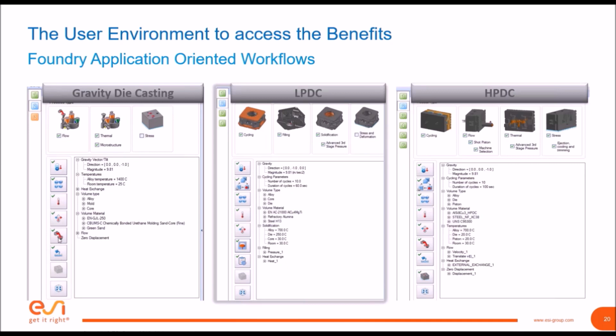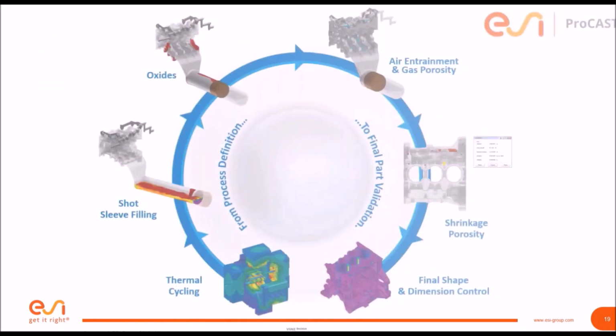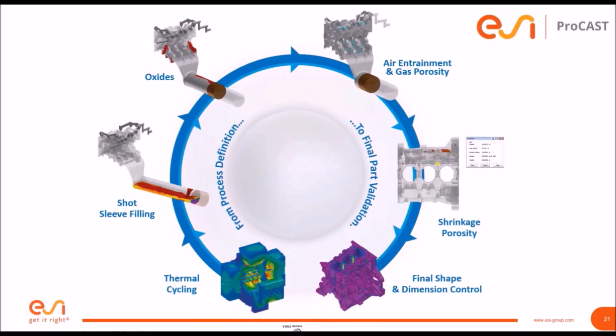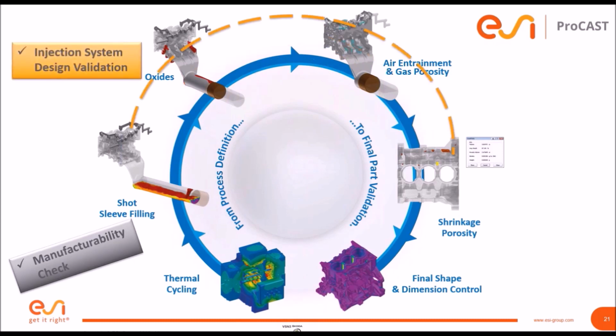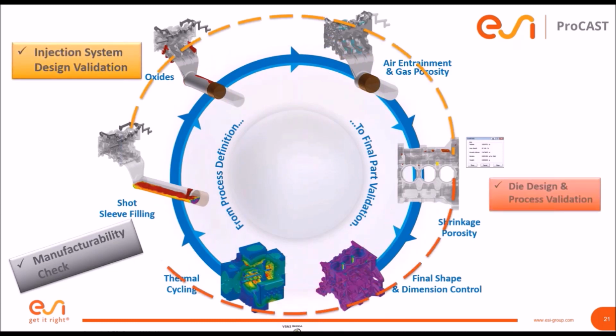So, summarizing what we went through today. We went through this entire die casting chain. We started with the manufacturability checkup, then went through the injection system design, and finally the die design and the process validation. These benefits were, let's say, the peak of the benefits which I tried to put together. Though I tried to make them somehow independent of each other, there is always a certain overlap between different benefits.